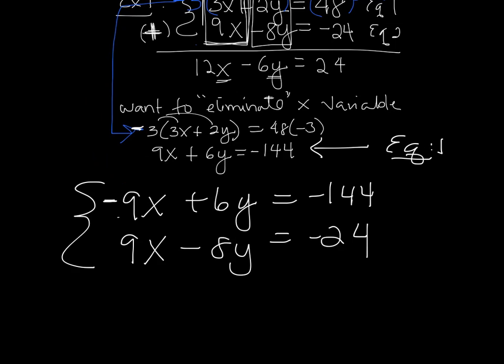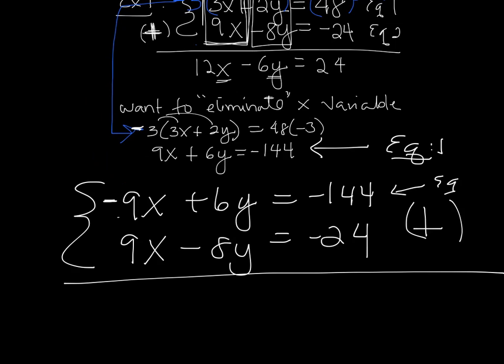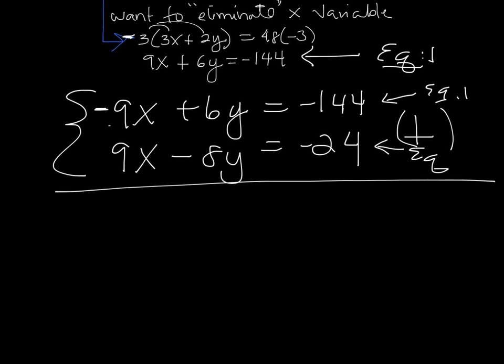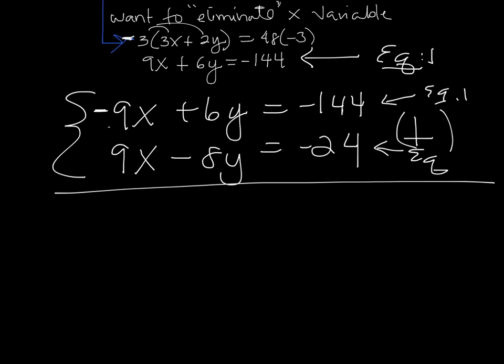Okay, so I want to add these equations, right, vertically. And again, no change. This is equation 1, this is equation 2. And when I do that, negative 9x plus 9x, that's a big 0, right? 0x, which is 0. So I've eliminated my variable, hence the name elimination. Or I'm using the addition method because I'm adding the equations vertically.